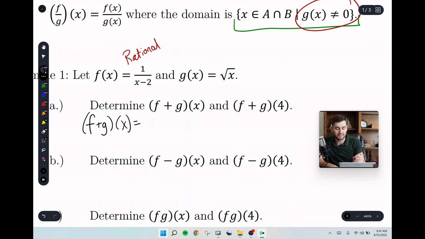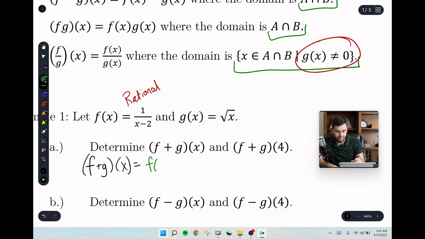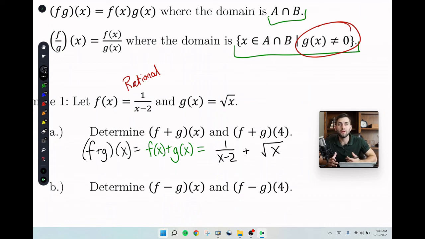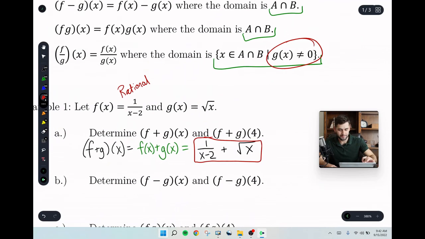It's kind of like saying, if we use that formula from above, I'll go up real quick, right here, underlined in green. If we use that formula, it's the exact same thing as f of x plus g of x. Okay, well, we have f of x and g of x uniquely, right? So we have 1 over x minus 2 plus the square root of x. Guess what? We're done. It's that easy. That is f of x plus g of x.